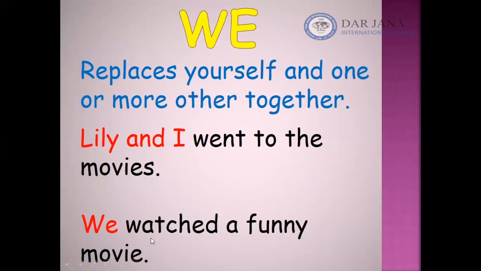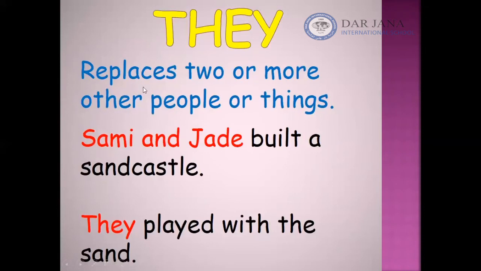Let's take a look at some more. They replaces two or more other people or things. Okay, so it does not include you. It talks about two or more other people that doesn't include you. So here we have Sammy and Jade built a sand castle. They played with the sand. Okay, so it's more than one. Remember, they replaces two or more, and it doesn't include you. So we say they.